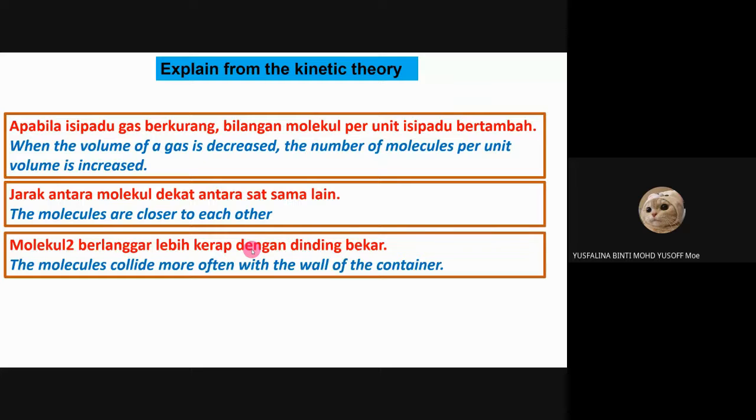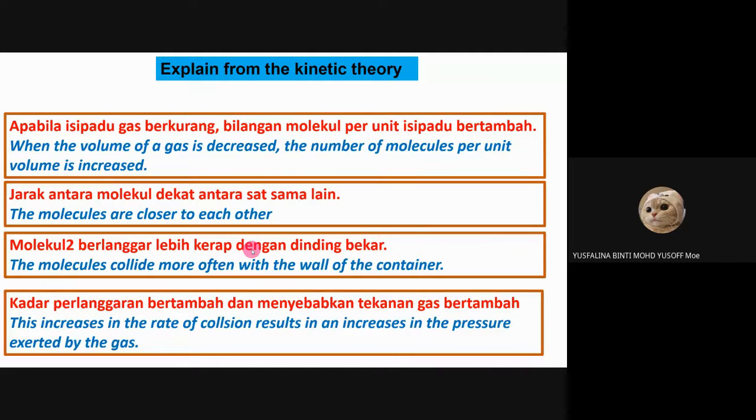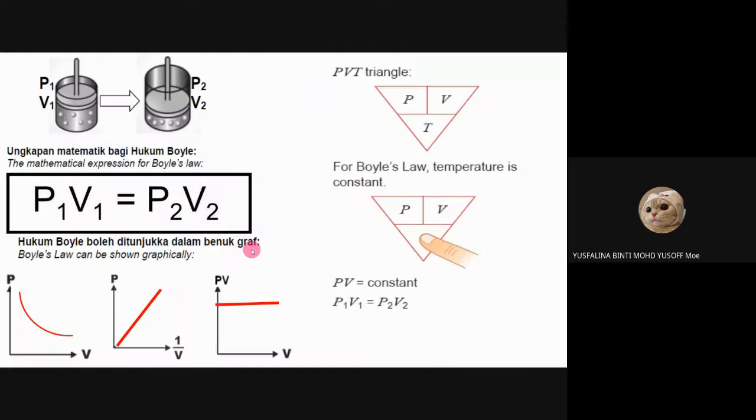Okay, collide more often, this one will increase the pressure inside of the wall container. So this is the formula for Boyle's law: P1 V1 is equals to P2 V2.